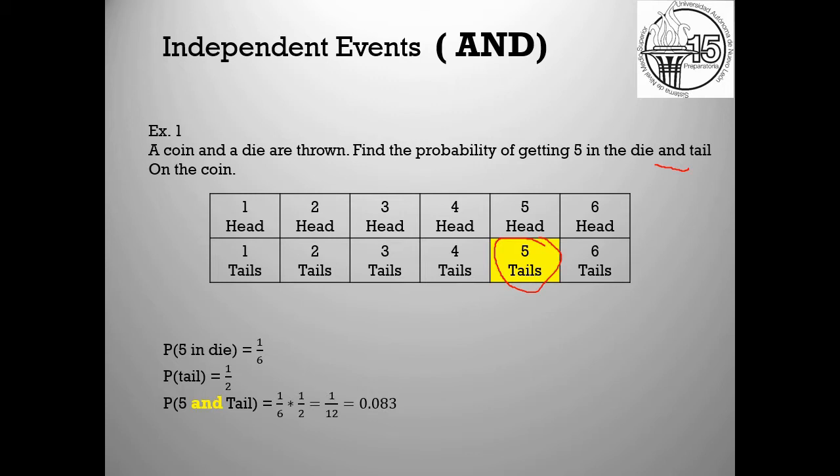If we use the rule, we will have that the probability of getting a 5 in the die is 1 out of 6. And getting a tail on a coin will be 1 out of 2. Now we apply the rule of multiplication: getting a 5 on the die and a tail on the coin will be 1 over 6 multiplied by 1 over 2, that will be 1 over 12.